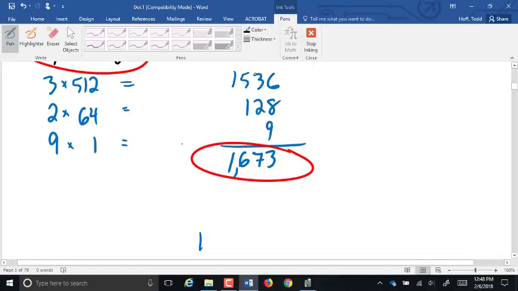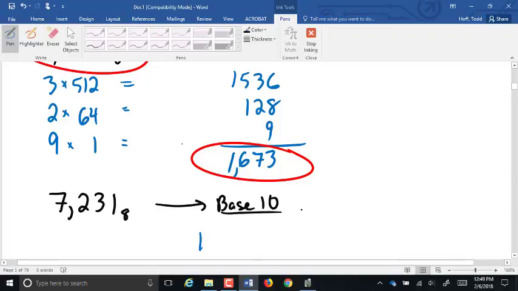I'm going to have you guys try one. We're going to take the octal number 7231, convert it into base 10. I'll give you a couple minutes to do that.